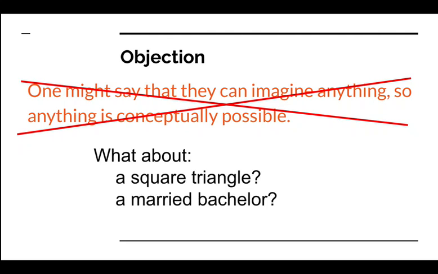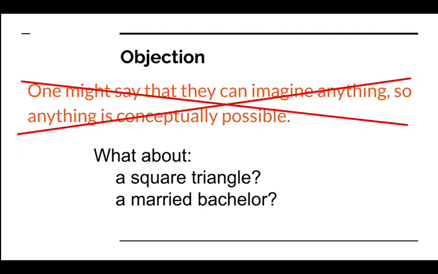Can you do it? My guess is that if you think you're doing it, you're thinking of either a square or a triangle, but you can't synthesize these concepts. By definition, you cannot synthesize a square and a triangle. So thinking of a square triangle is conceptually impossible.